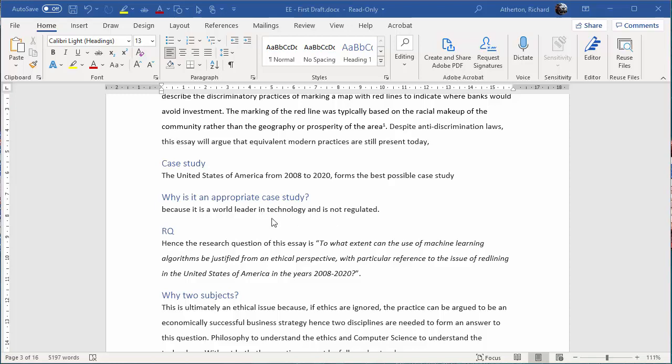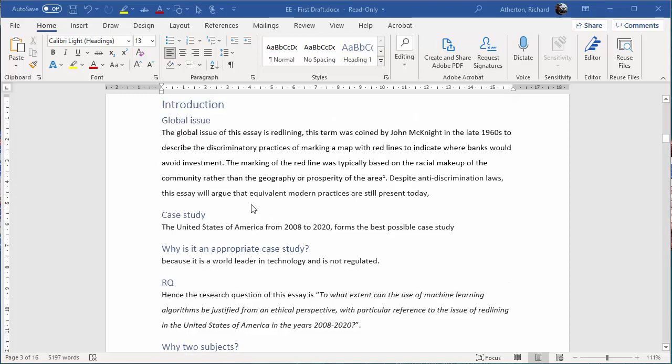Mainly because in Ben's case, America is a world leader in tech. It's not a very regulated economy. So redlining is a big issue there. And anything we can learn from America, we'll be able to apply to say, this is coming to Europe. Europe follows America in this type of tech. And so it's a really important case study. Okay, again, 2 or 3 lines. And there shouldn't be anything longer than 5 or 6 lines in any of these sections.